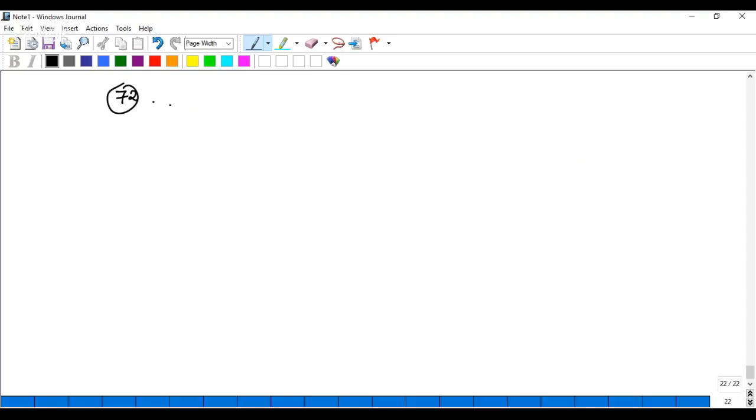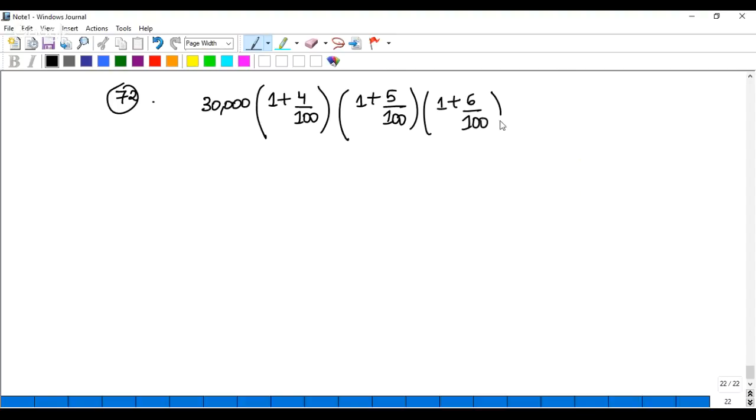72nd. The rate of compound interest for the first, second, and third year be 4, 5, and 6% respectively, find the amount a man will receive after 3 years investing 30,000. So 30,000 into, all I have to do is 1 plus 4 by 100 for the first year, it is 4%. Second year, it is 5%. And given the third year, it is 6%. So solving this, you get the value as 34,725.60.